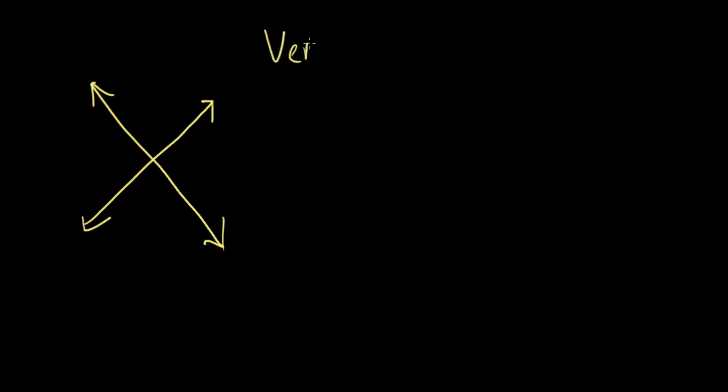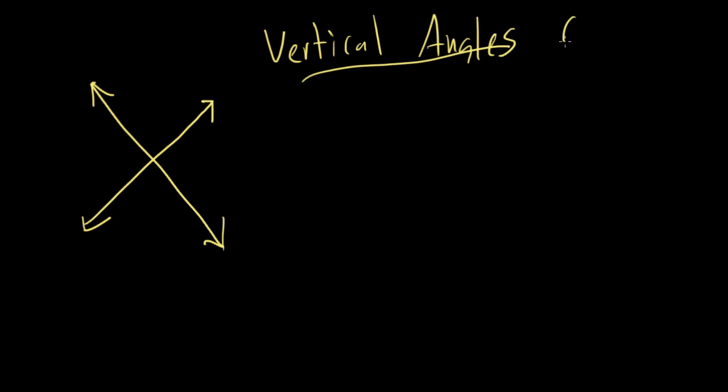There are two major types of angle pairs that we're going to study, and these are another one of those topics that's going to be with us throughout the entire course. The first is vertical angles. Vertical angles are sometimes called opposite angles because they are literally opposite each other.